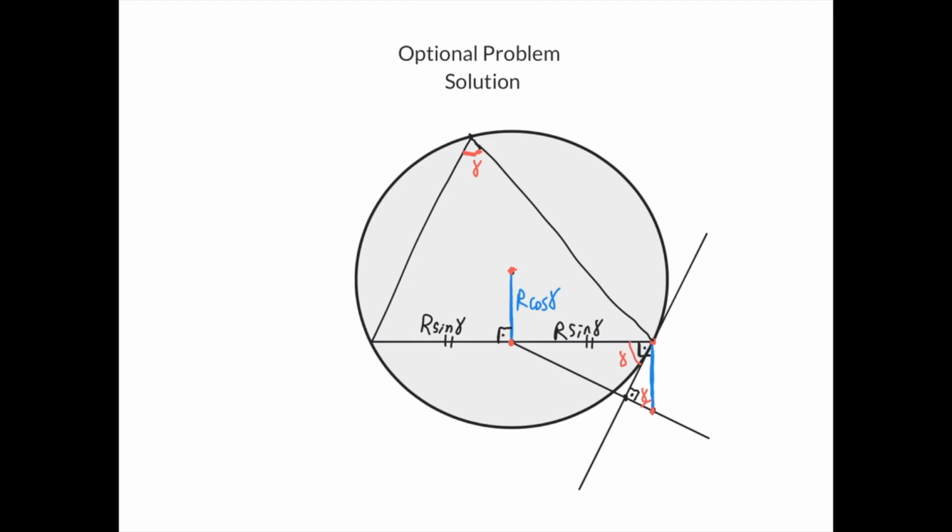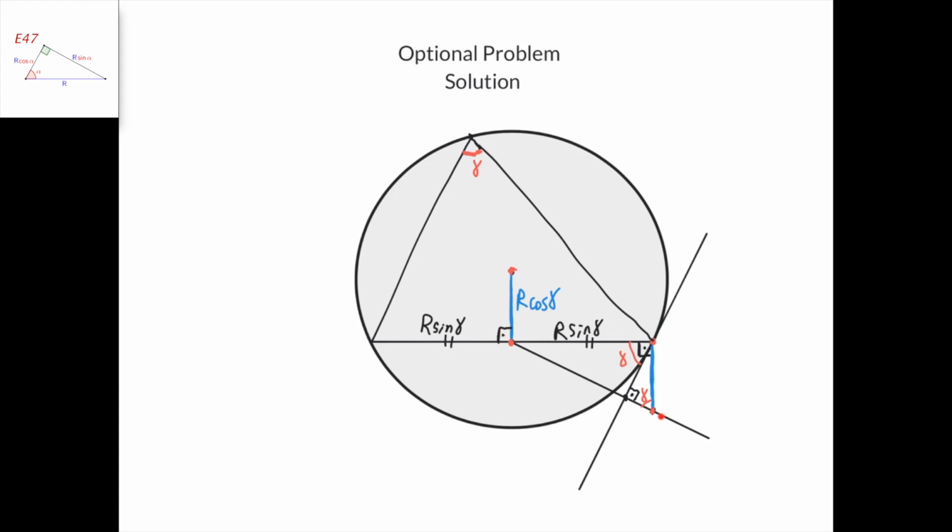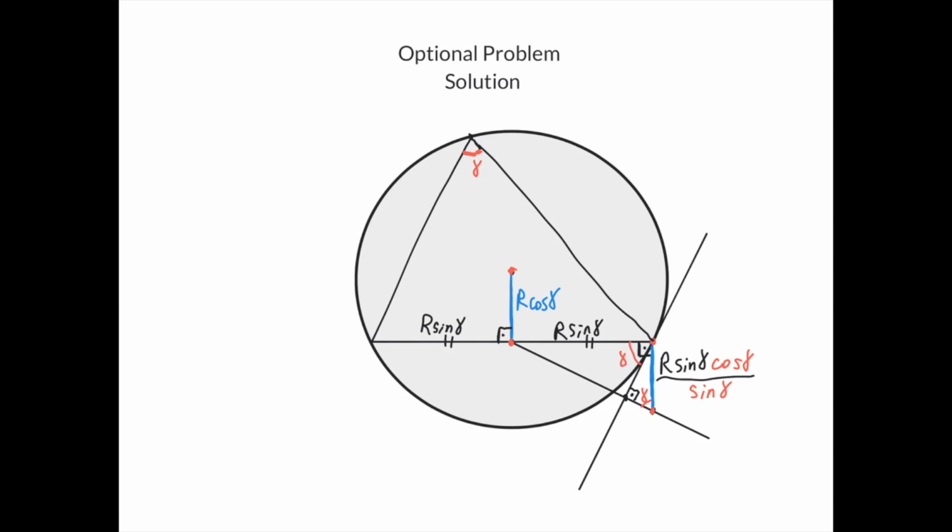We also know that the distance between the midpoint of the side and the circumcenter of the triangle is r times cosine of gamma. Now we need to prove that this length is also r times cosine of gamma. But now take a look at this triangle. It's a right-angled triangle with right angle here, and this side is r times sine of gamma, and this angle is gamma. Therefore, this side equals this side times the cosine of gamma divided by sine of gamma. Now the sine of gamma is going to cancel out, which means that this segment has length r times cosine of gamma, and this segment has length r times cosine of gamma, and so they must be equal.